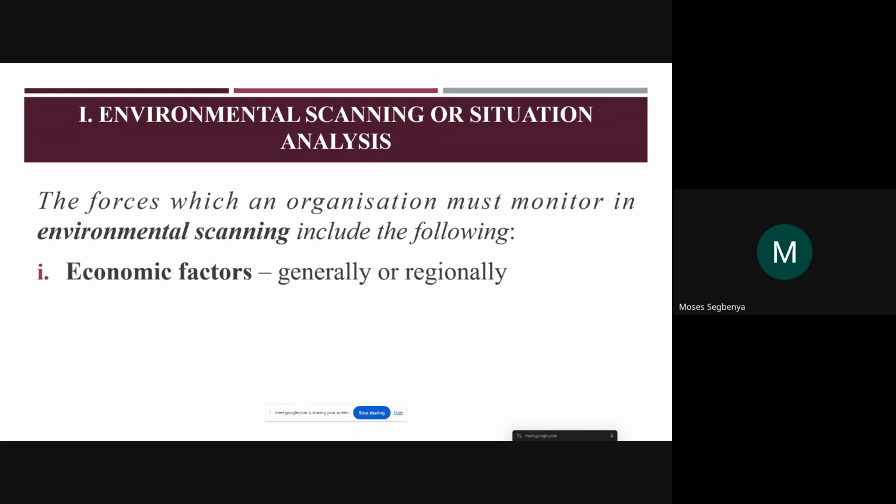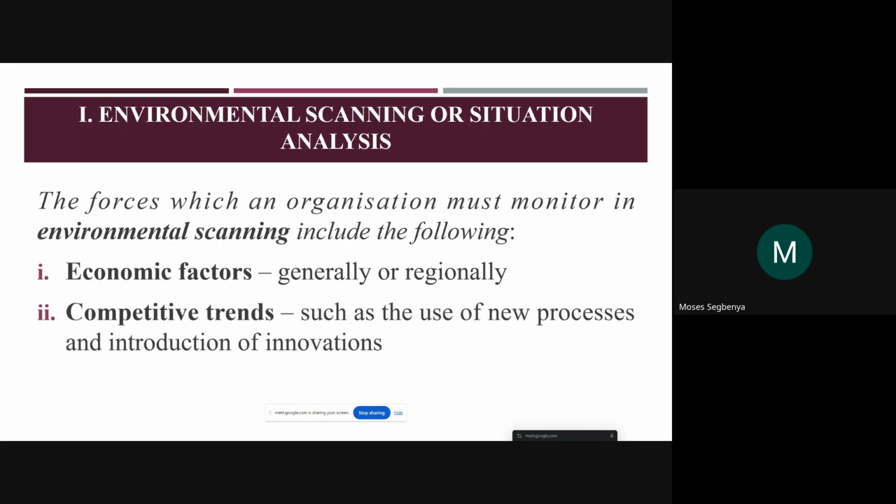The forces which an organization must monitor in its environment include the following. So if we say environmental scanning is the monitoring and picking signal information from either the internal or the external environment, because these forces in the environment can have impact on your operation. So what information will you pick from the environment? You are monitoring the environment, you are scanning the environment to pick the following. 1, economic factors.